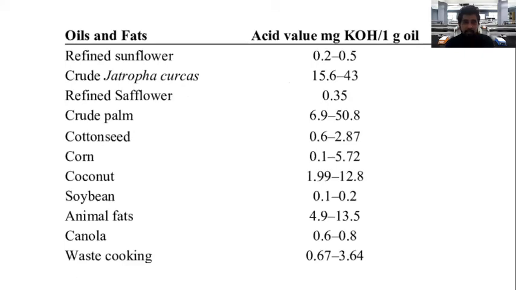Here you can see actual acid values for different oils. For good condition coconut oil, the acid value should be between 1.99 and 12.8. If the acid value is higher than that, that means the oil is not good for our health or for use. Acid value is different from oil to oil, depending on the triglycerides and the ratios of triglycerides present in particular oils.